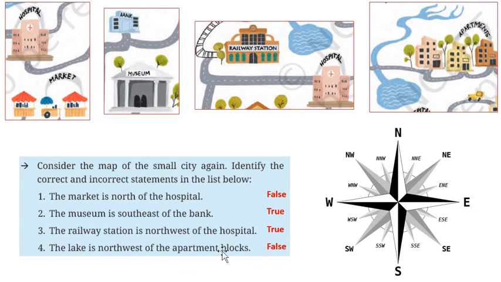Lake. The lake is northwest to the apartment block. See, this is the apartment and this is the lake. Again this is false, because this is southwest. Now here in this particular direction, along with northwest you will find north-northwest. See, west-northwest. These smaller directions as well you can find. Interesting.